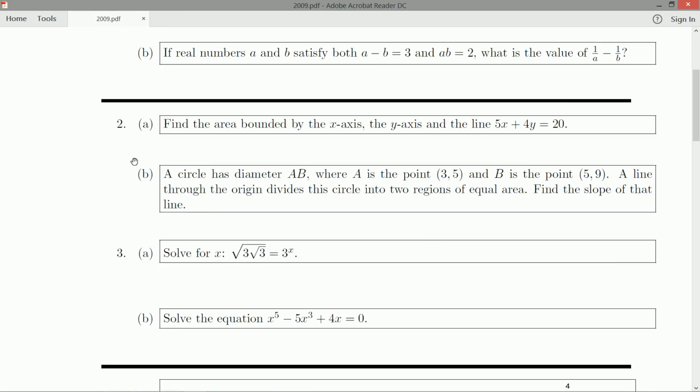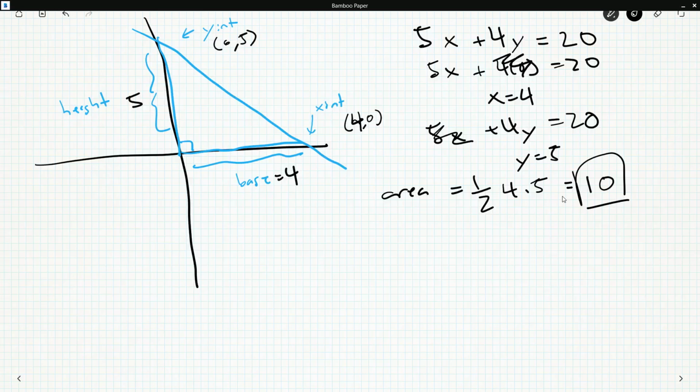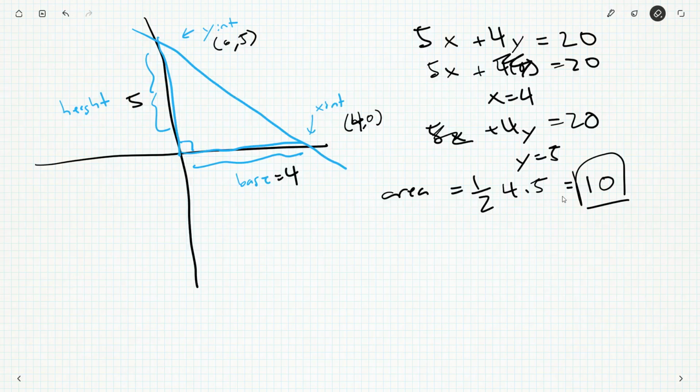Okay, so 2b. A circle has diameter AB, where A is the point 3,5 and B is the point 5,9. A line through the origin divides this circle into 2 regions of equal area. Find the slope of that line. So, if the line through the origin divides the circle into 2 equal areas, doesn't that line passing through the circle have to become a diameter? And so, therefore, it has to pass through the center, doesn't it?